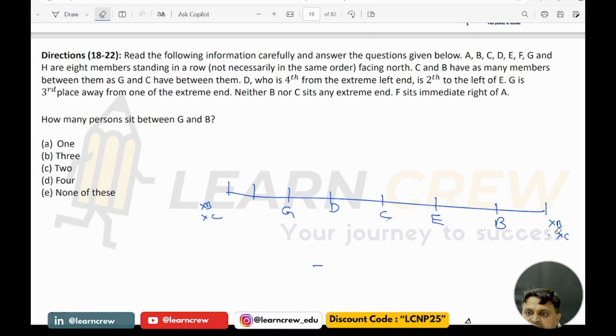Now these are arranged. Now the remaining to be arranged are F 6 to the immediate right of A. F 6 to the immediate right of A means this is A, this is F, and the only place left is H. Now how many persons sit between G and B? Between G and B you have 3 persons. So answer is option B.